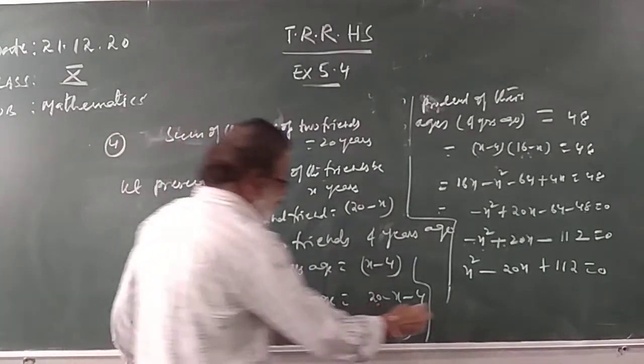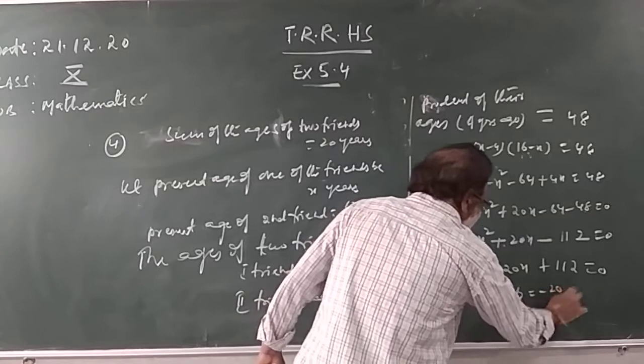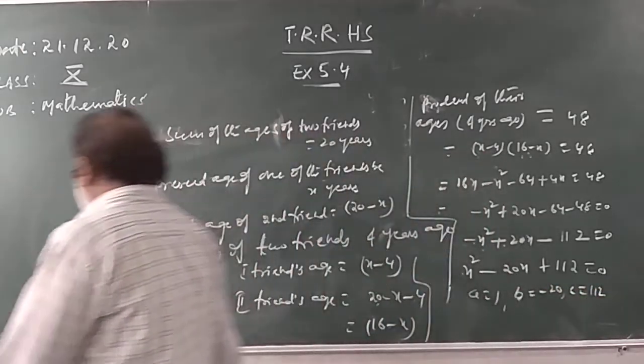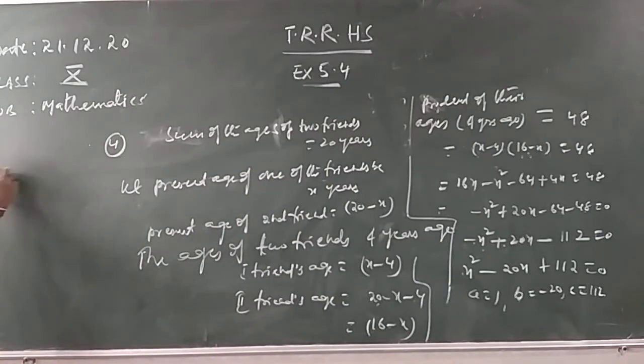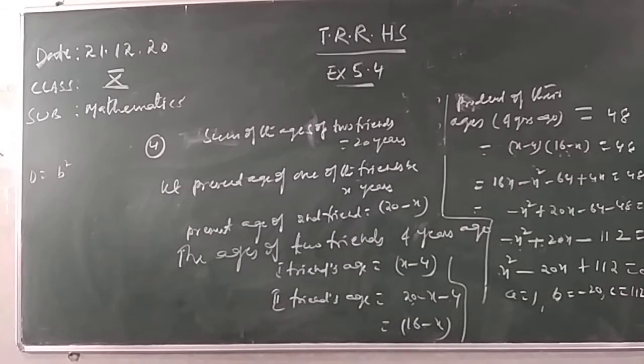Find out the discriminant. A is equal to 1, B is equal to minus 20, C is equal to 112. Discriminant, find out D. When you find the discriminant, you will come to know whether the roots exist or not.